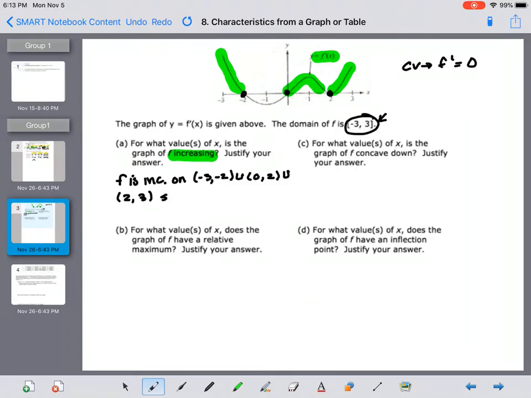And of course my justification is always the same for increasing, is that my derivative is greater than 0. When I use my justification off of a graph, I want to make sure I use the function that they give me. Use the graph that's given.